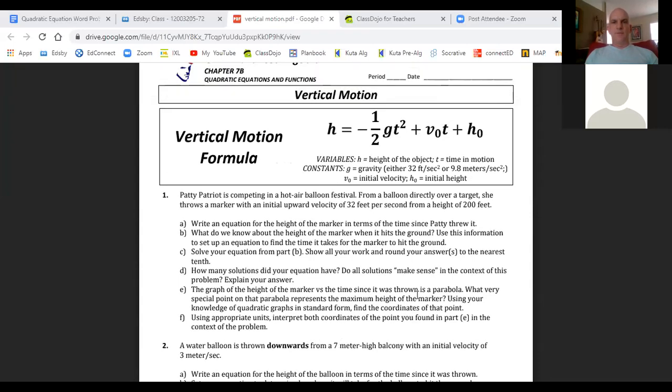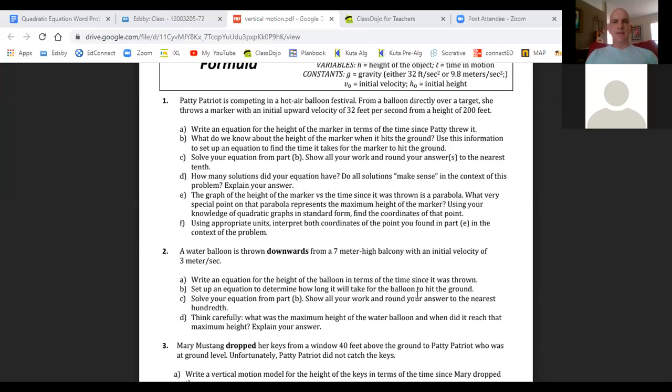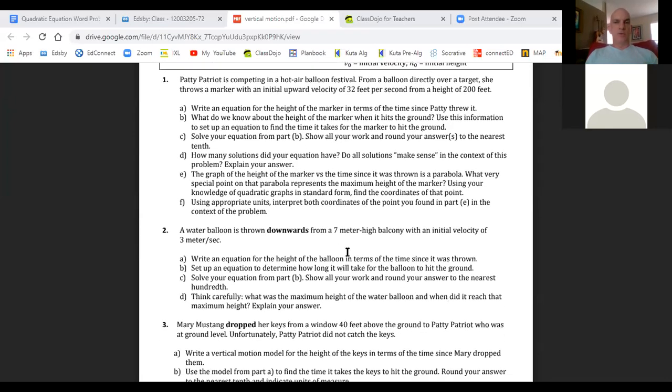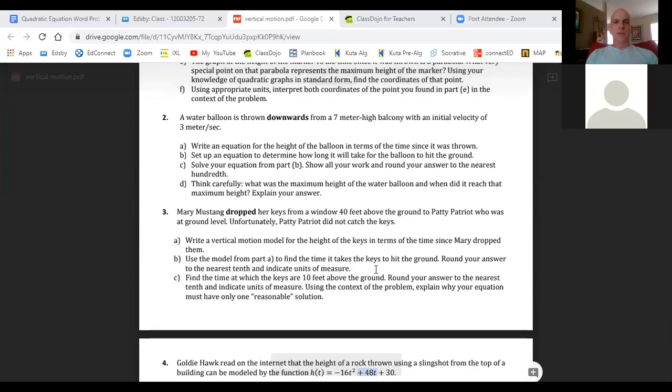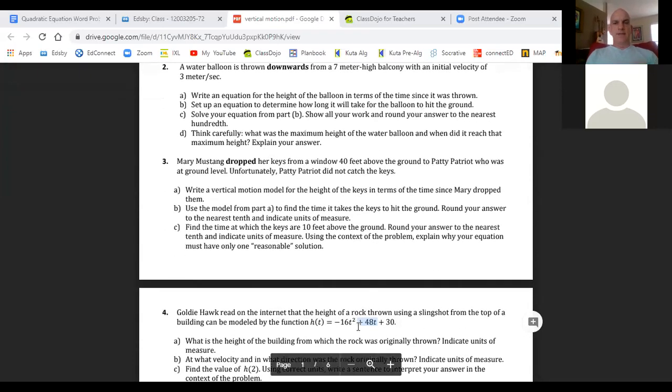If it's an initial velocity that's positive instead of negative, like in number 2, where the initial velocity would be negative because they're throwing something downwards, that initial velocity being positive means that in this situation, the rock that they're throwing with the slingshot is shot upwards. It's a positive initial velocity, which means they're shooting it up and not down.